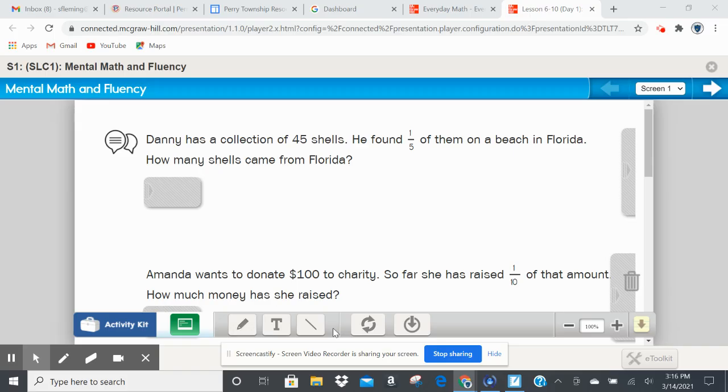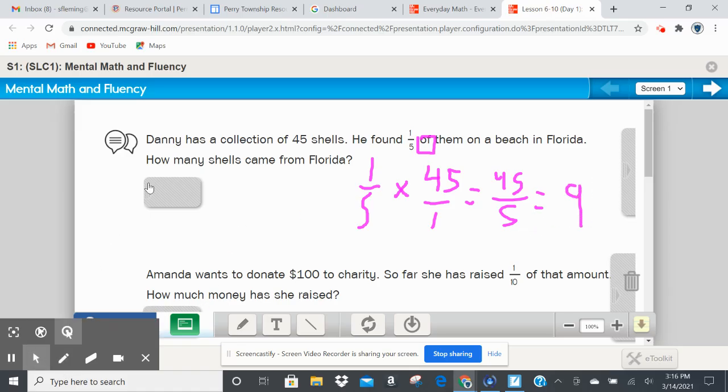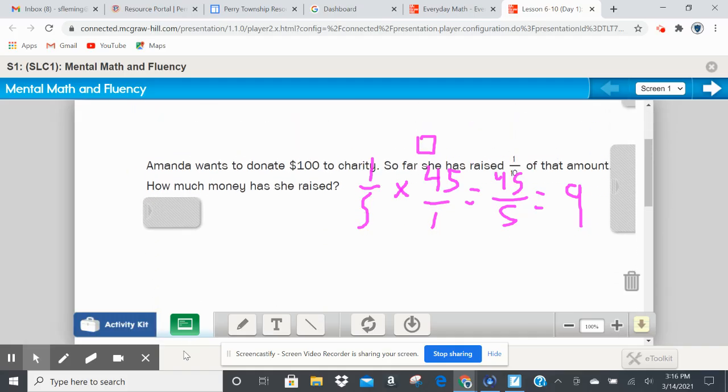So the first one's telling me Danny has a collection of 45 shells. He found one-fifth of them on a beach in Florida. How many shells came from Florida? So what do I need to find here? I need to figure out what is one-fifth of, clue word, of means to multiply, of 45. So if I multiplied that across, I would get 45 over 5, which 45 divided by 5 equals, that's right, 9. Let's reveal the answer to see if we got that right.